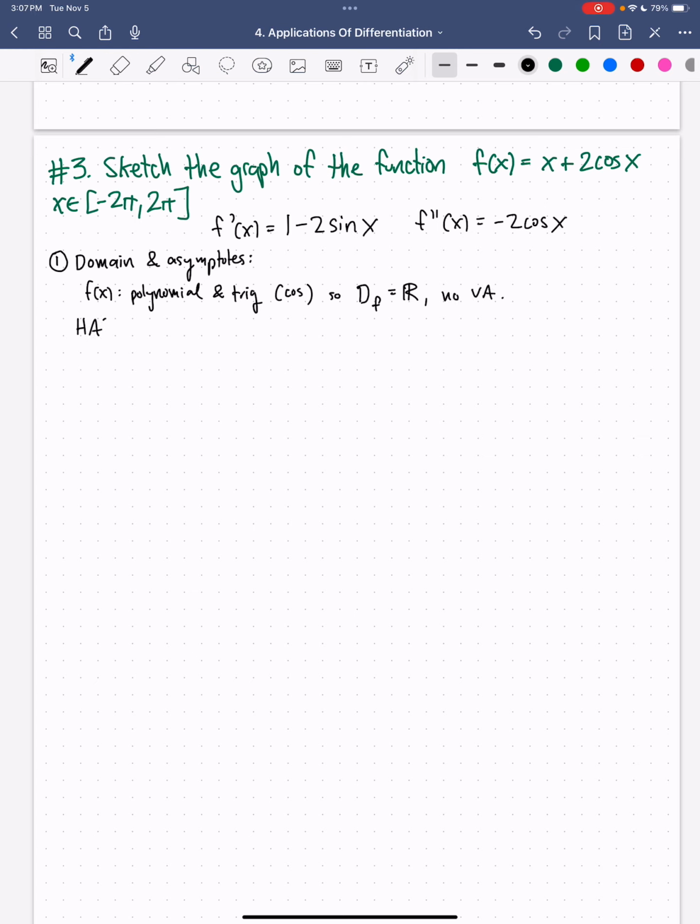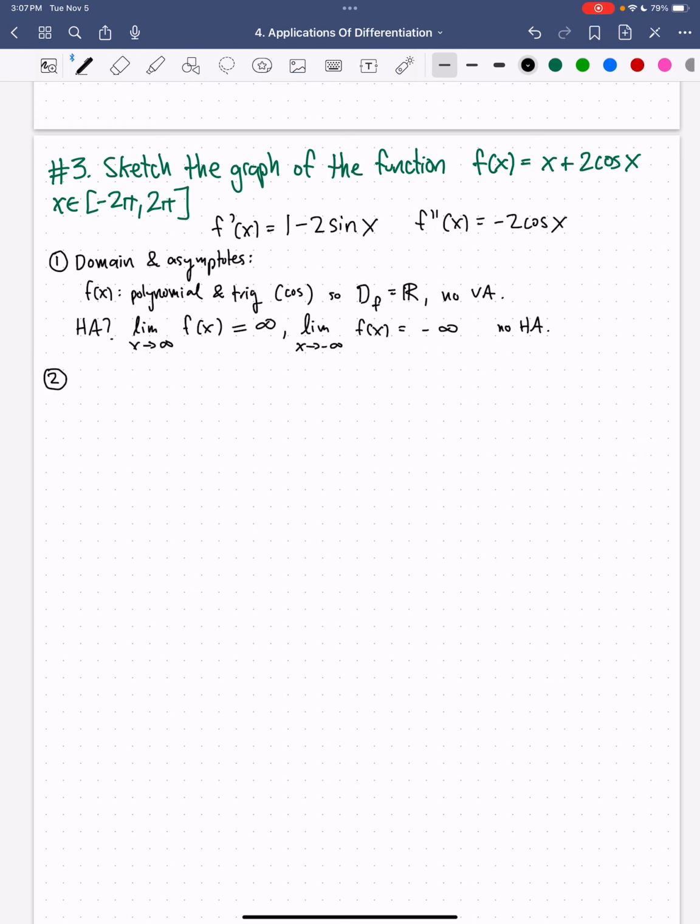For horizontal asymptotes, we have to look at the limit as x goes to infinity of the function, but we'll see that as x goes to infinity, that x term is just going to blow up to infinity as well. And same thing as x goes to negative infinity. That 2 cos x part is never going to really contribute anything, because 2 cos x will always be between negative 2 and 2. So here we can see that we have no horizontal asymptotes. Okay, that's not too bad.